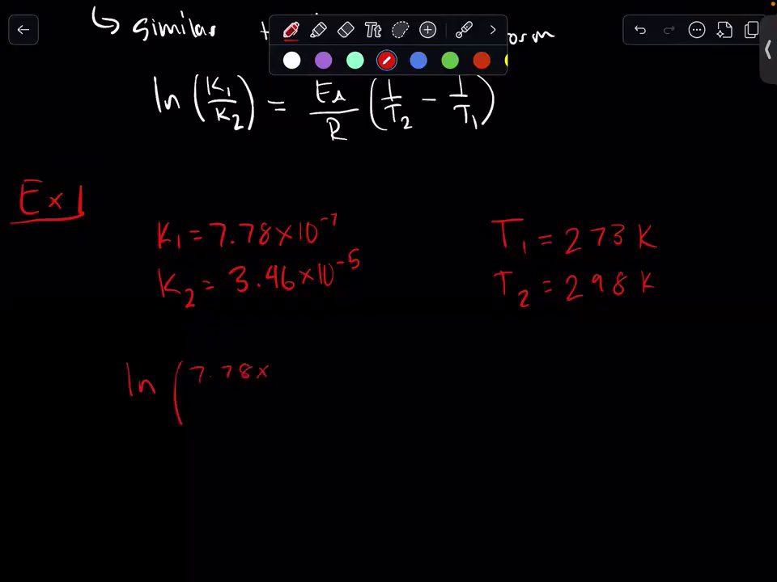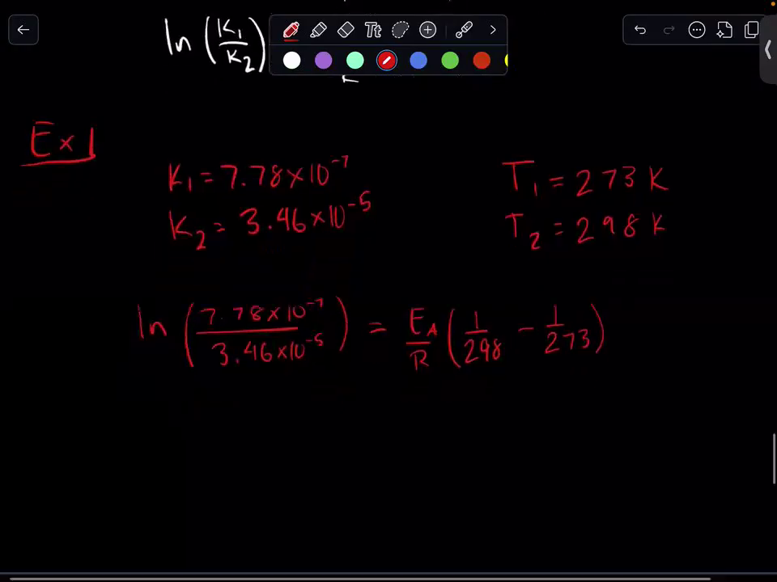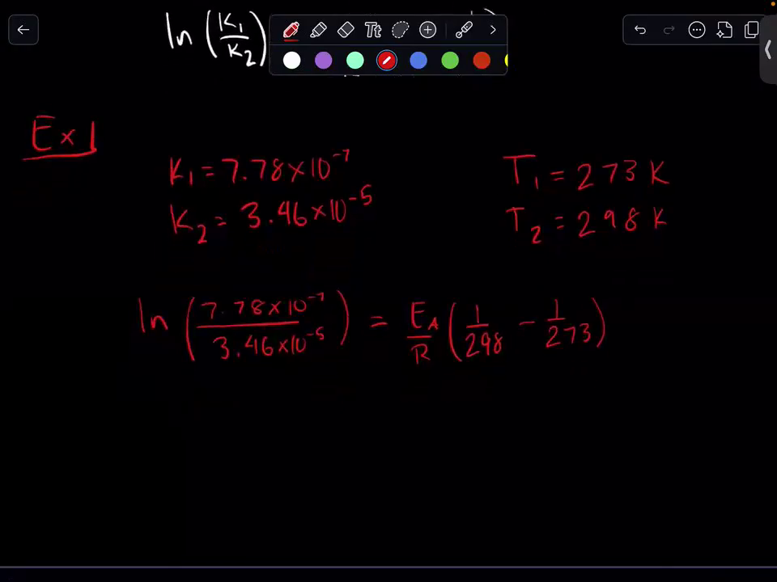All we have to do is plug these values into our formula, and we find that the natural log of 7.78 times 10 to the minus 7th divided by 3.46 times 10 to the minus 5th is equivalent to Ea over R times 1 over 298 minus 1 over 273. Once we plug both of these values in our calculator, we will then get negative 3.79 is equal to Ea over R times negative 3.07.